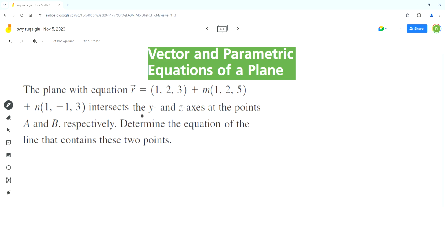So we are given the equation of a plane in vector form, and this plane intersects the y-axis at A and z-axis at point B. So the first step is to find the coordinates of points A and B. So let's start with point A.